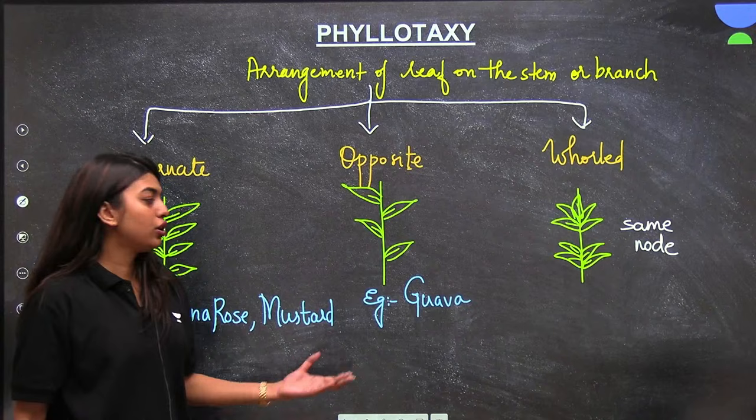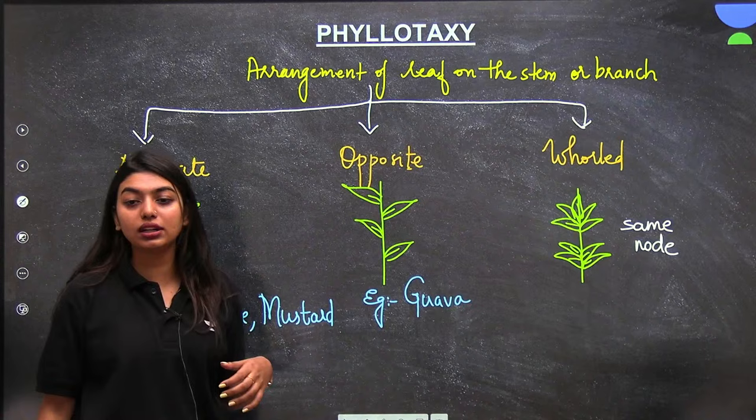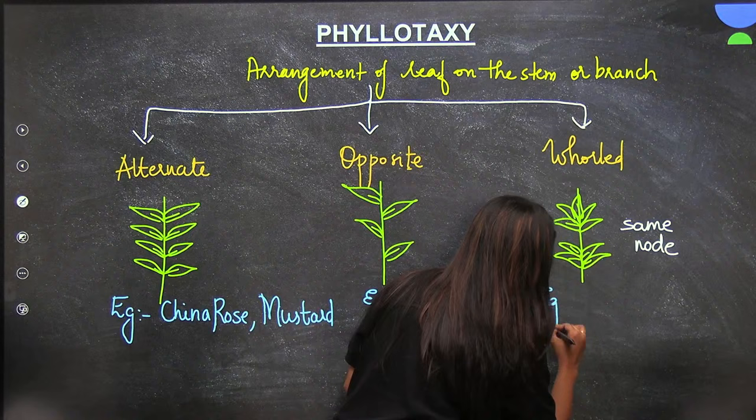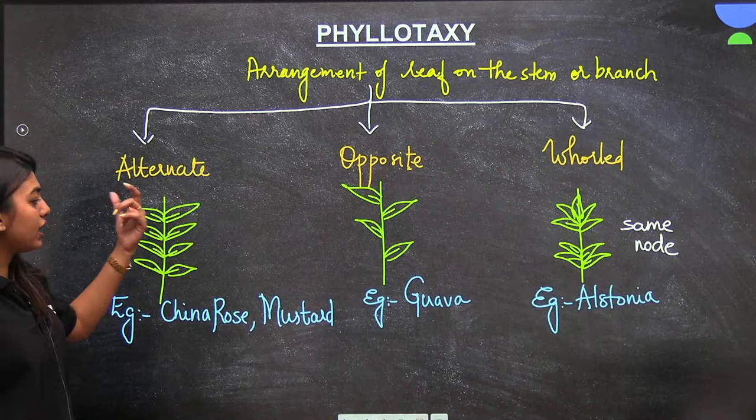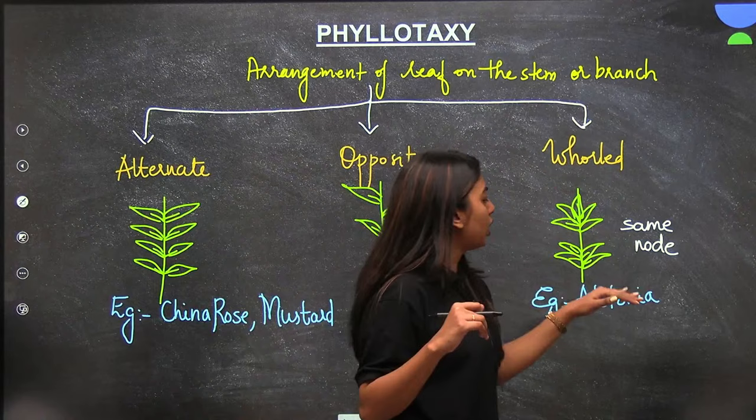Okay. Then whorled, right? Whorled. Now whorled, are you all there? Okay. Whorled, what is the example? Example is Alstonia. Clear? Clear to all of you? So, we have here China rose, mustard in alternate. We have your guava. How much you people eat, right? We love it, right? Opposite, we have that. And in whorled, we have Alstonia.